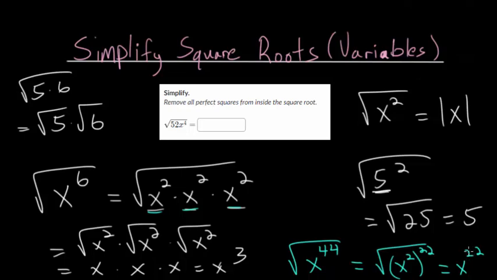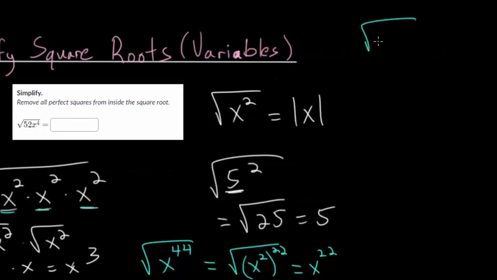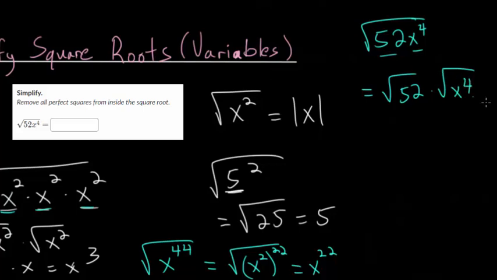So that's the general idea, but let's actually try and solve this problem. So let me make some room. You have the root of 52x to the fourth. And when you have a number and a variable expression, my advice is to treat them separately. So rewrite this as root 52 times root x to the fourth. And this x to the fourth we just went through, we're going to replace that as root x squared times x squared, and then we can rewrite it as a product of square roots.